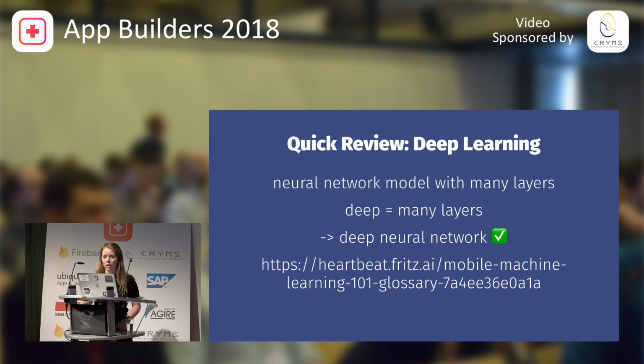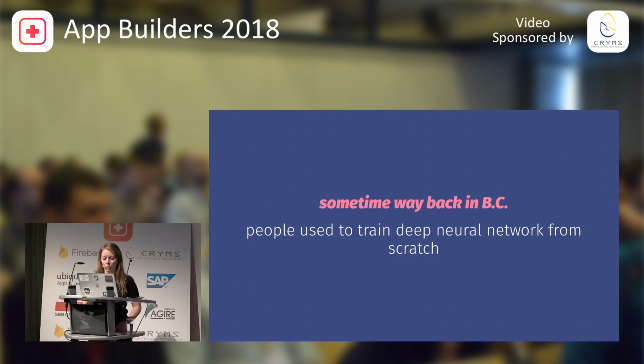I don't want to start using vocabulary that might be confusing. Deep learning is just a neural network model with many layers. Deep means many layers, and they have deep neural networks. There's a really good reference by Heartbeat. It's a blog by a machine learning company that's focused on mobile, and they have a glossary with a lot of machine learning terms that are relevant for mobile. I highly recommend checking that out.